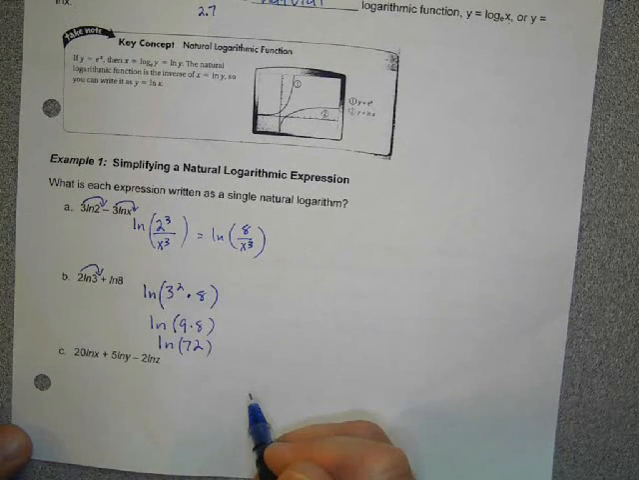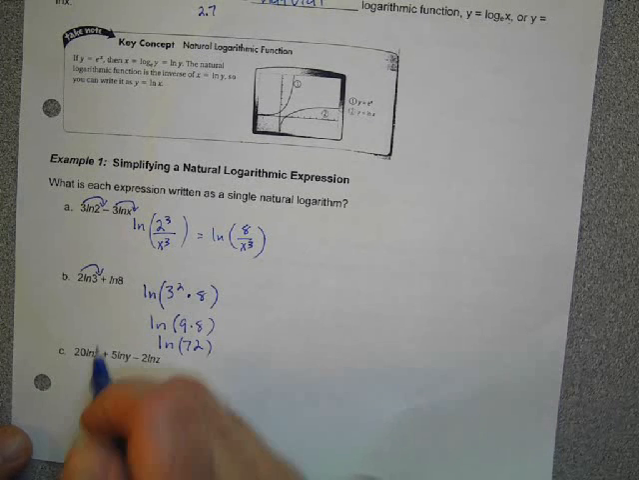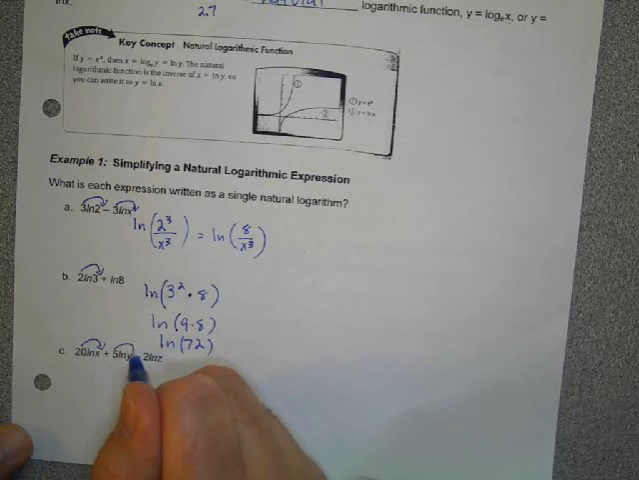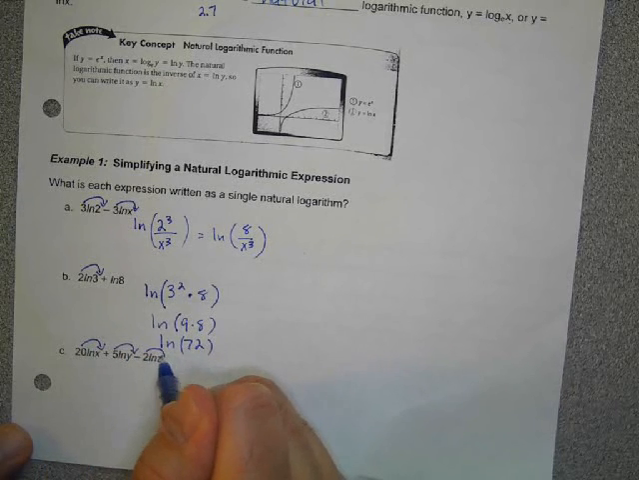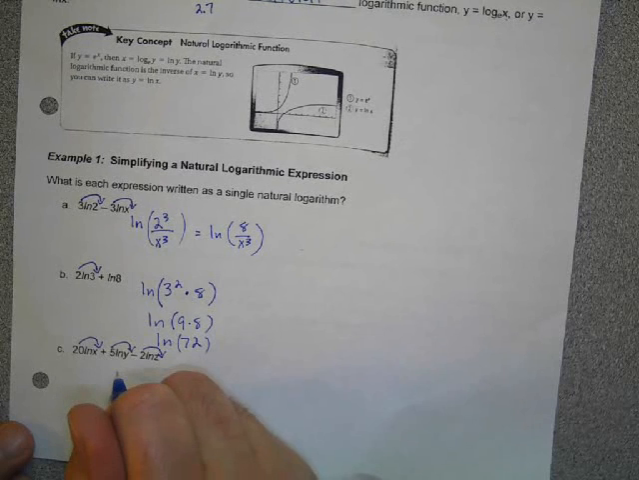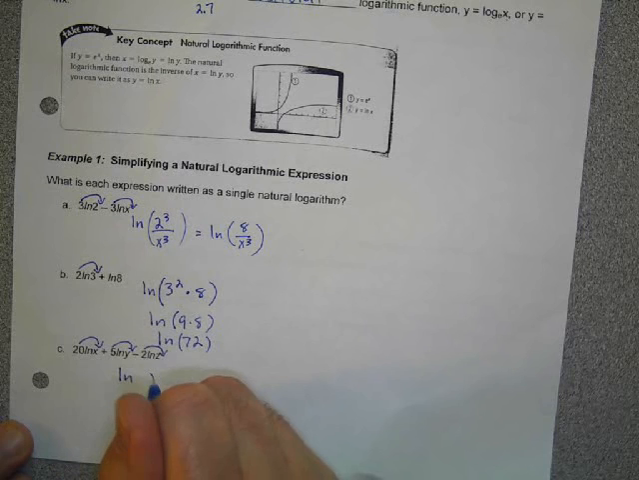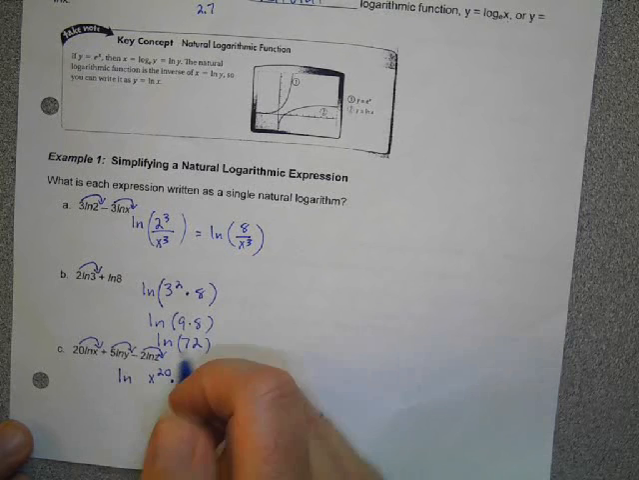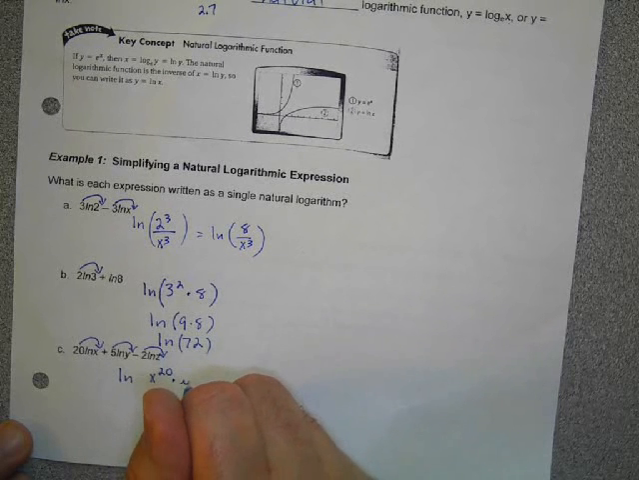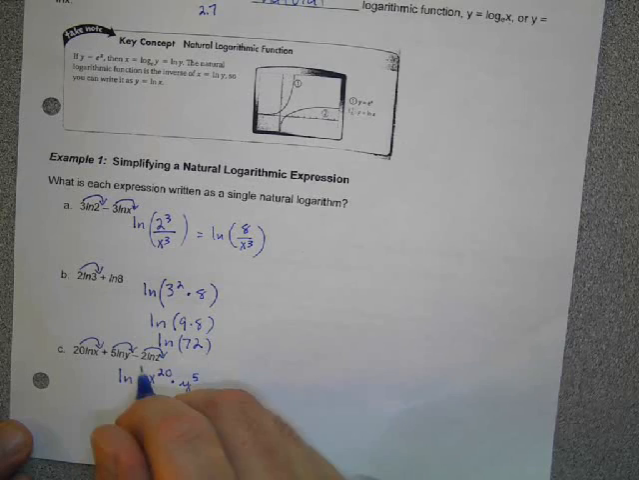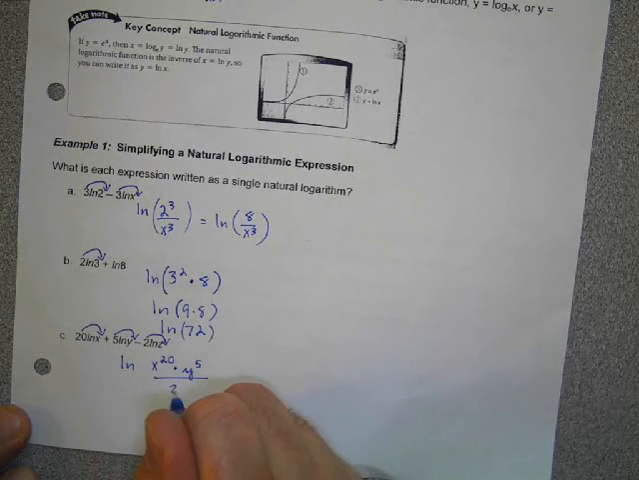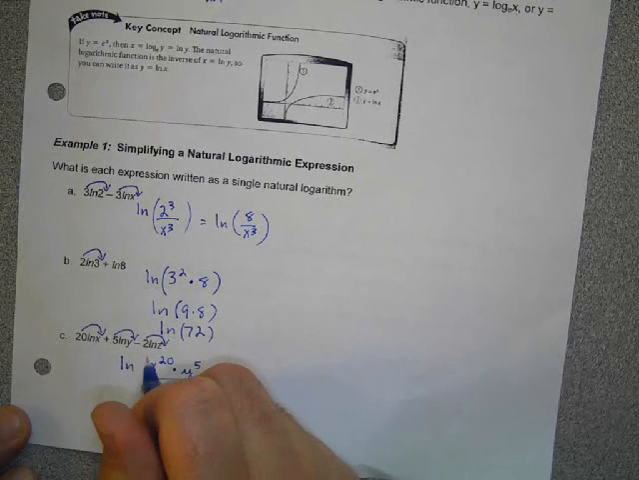Part C, all three parts have coefficients, so all of those become exponents. So you've got the ln of x to the 20th, plus becomes multiplication, multiplication by y to the 5th, and minus turns into division. So z to the second goes below the fraction line. So there's your answer.